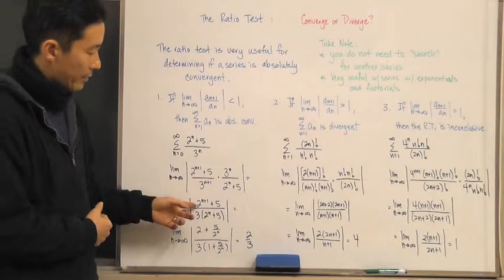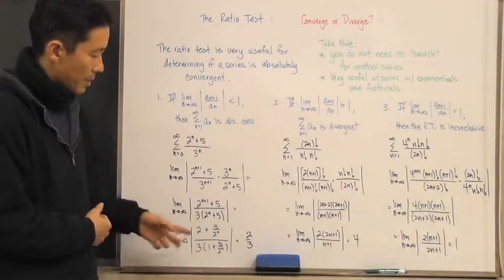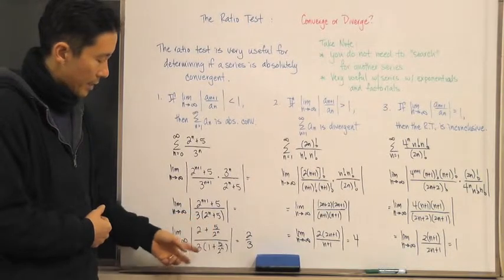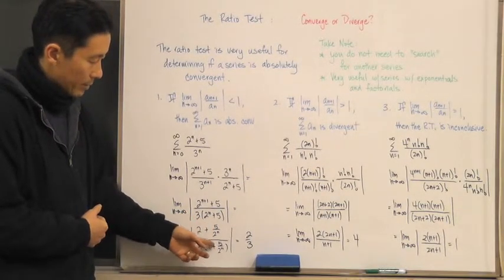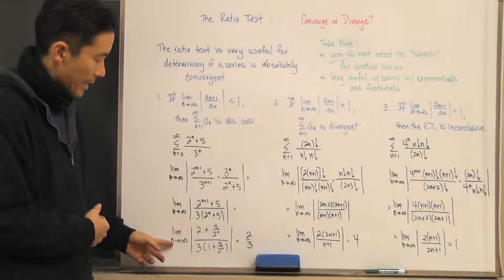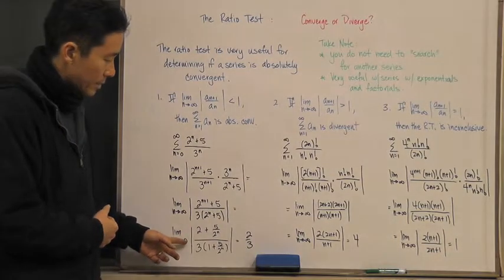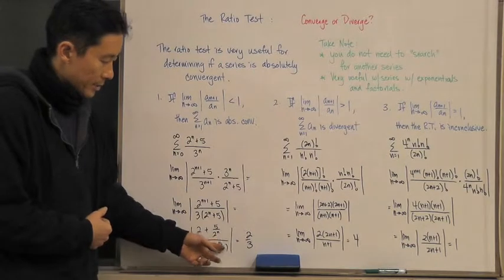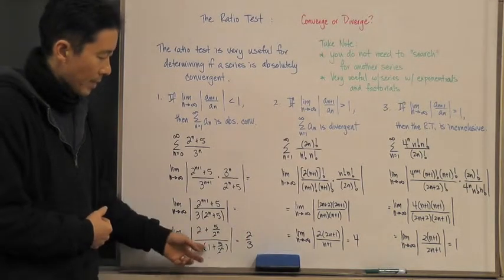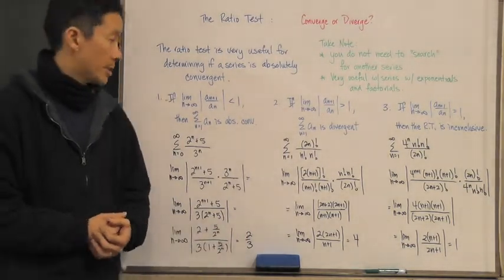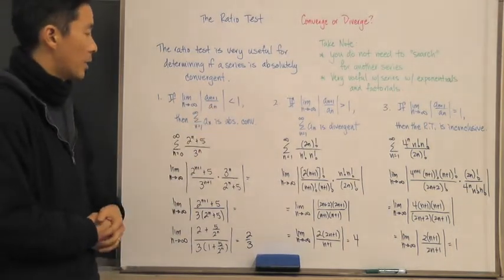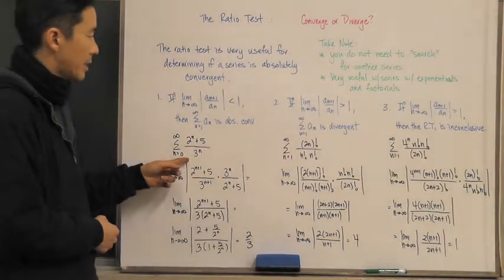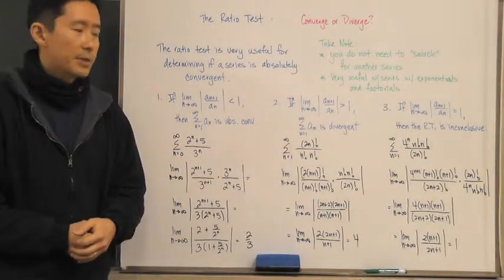Now I'm going to go ahead and divide each one of these terms by 2 to the n. And so I come up with 2 plus 5 over 2 to the n, over 3 times 1 plus 5 over 2 to the n. As n approaches infinity, of course this term here is going to go to 0, this term here is going to go to 0, and I'm going to come out with 2/3. So notice that it is less than 1, therefore I know that this infinite series here absolutely converges.